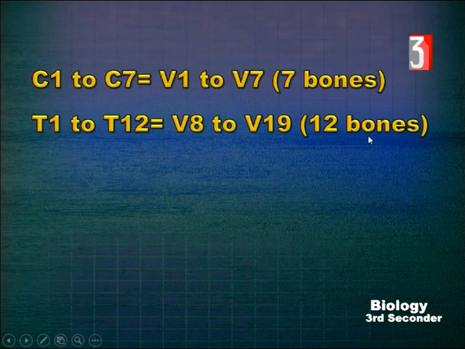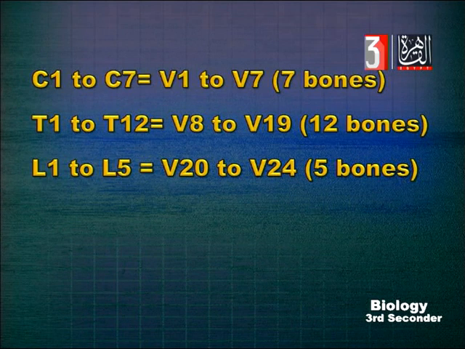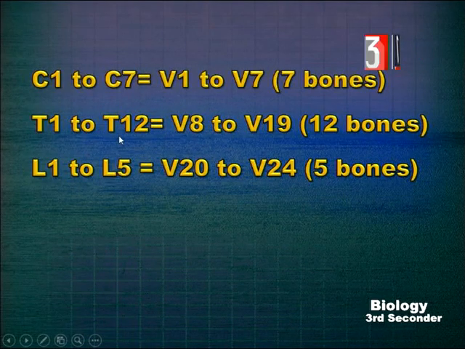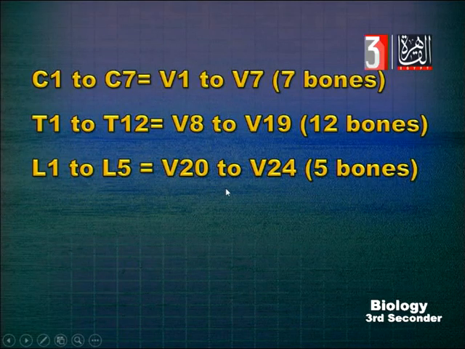The thoracic vertebrae are 12 vertebrae, 12 bones, because they also articulate together, not fused. And the same for the lumbar vertebrae: number 1 will start from number 20 because there are 19 vertebrae, 7 in the cervical region and 12 in the thoracic region. So lumbar vertebra number 1 equals vertebra number 20, lumbar vertebra number 2 equals 21, lumbar vertebra number 3 equals 22, and so on. The lumbar vertebrae are 5 large bones articulating together, so they are 5 bones.